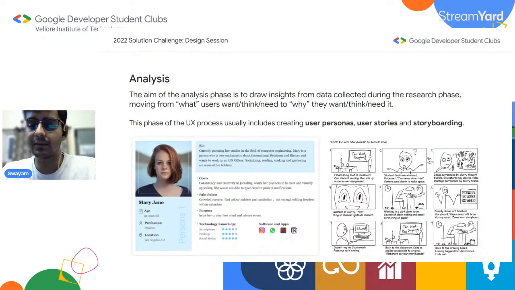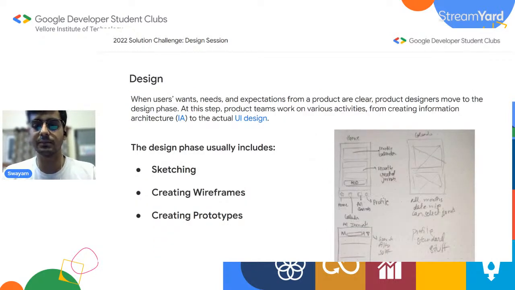This is an example of a user persona where we have a hypothetical person called Mary Jane, and her pain points are a crowded screen, bad color palettes, and not enough editing freedom within calendars. So this is a user persona regarding our journaling app, and this is just a random storyboard. It shows how storyboards are in general created. Telling a story through your designs is a very important skill to have, and like many people have said, behind every good design there is a very good story. If you show that story to the people around you, it creates more impact.